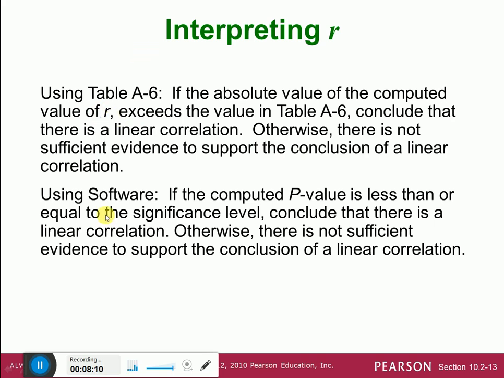We can use software to compute the p-value, and if the p-value is less than or equal to the significance level, then you can conclude that there is a linear correlation. Otherwise, it's not. But I prefer we apply Table A-6 for this chapter, because you have been dealing a lot with the p-value. So now let's try another way to visualize this.